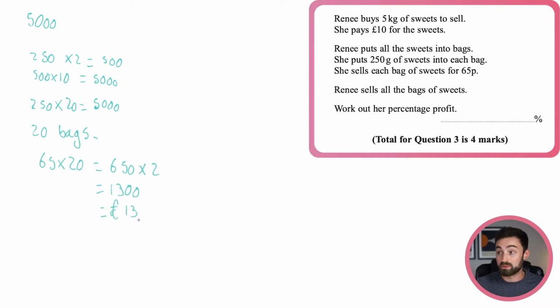Okay, so she buys all the sweets for a tenner, sells them for 13 quid. What is going to be her percentage profit? Well, I suppose we then say, okay, what is 13 as a percentage of 10? Well, 10 is 100%. You need to add another 30% on, which is £3, to get 13. Therefore, my percentage profit is 30%. And that is all we need to do for question 3.